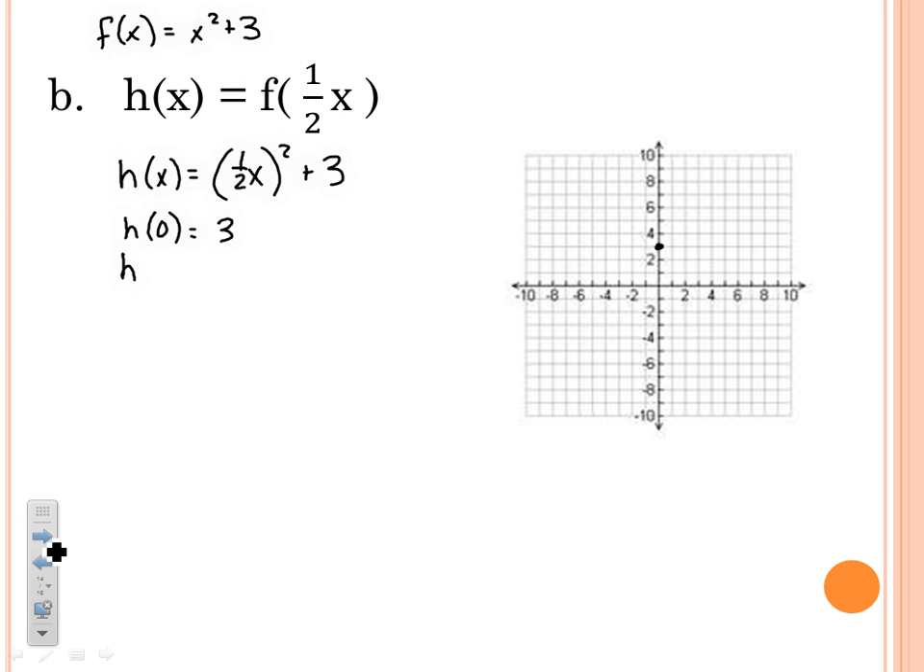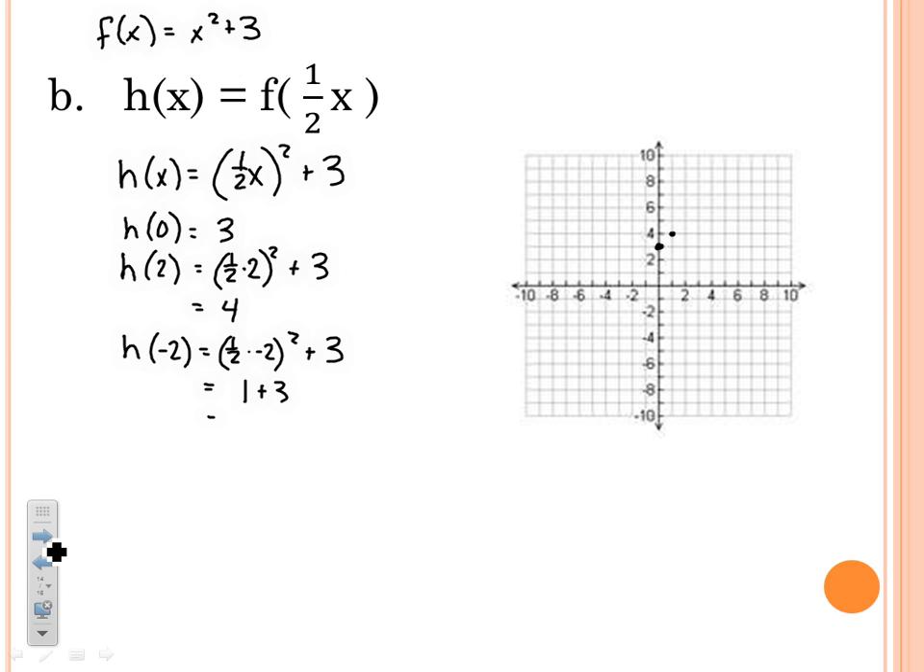But now let's come up with a couple more values. I'm going to put in 2 this time, because I know I'm going to be multiplying 1/2 by my x, and that just works nicer. So I get 1 squared plus 3, which is 4. So when I put in 2, I got 4. Let's go with negative 2 then. 1/2 times negative 2 squared plus 3. I'm going to get negative 1 squared, which is still 1. And I get another 4.